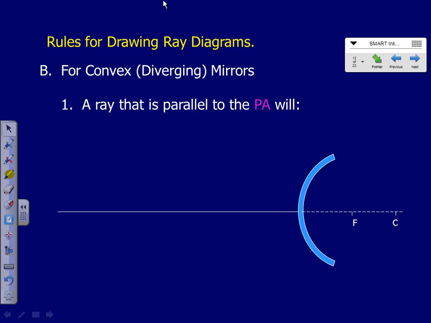The reflected ray. Right, very good. If you extend the reflected ray, the way I like to describe it is, it reflects as if it came from F. So it reflects away, up and away, as if it came from F. And I'm going to extend that in behind because for a diverging mirror, we always have to extend it behind. So there's rule number 1. A ray parallel to the principal axis will reflect away as if to come from F. Okay?